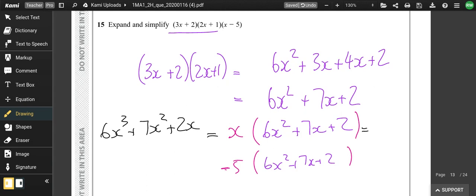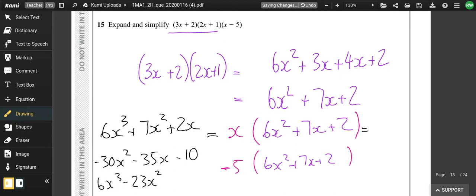And then when you multiply by -5, minus 5 times 6x squared is minus 30x squared. Minus 5 times 7 is minus 35x. And minus 5 times 2 is minus 10. So we're going to collect all this together. 6x cubed, 7x squared minus 30x squared is minus 23x squared. 2x minus 35x is minus 33x, and the minus 10 left over.